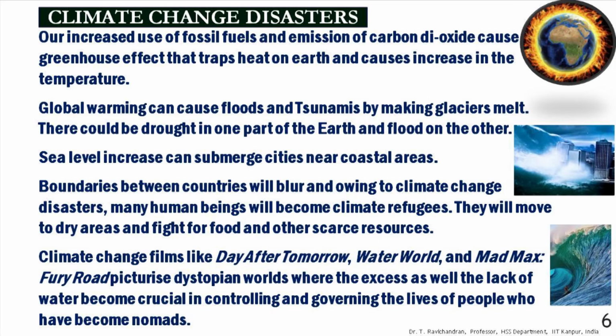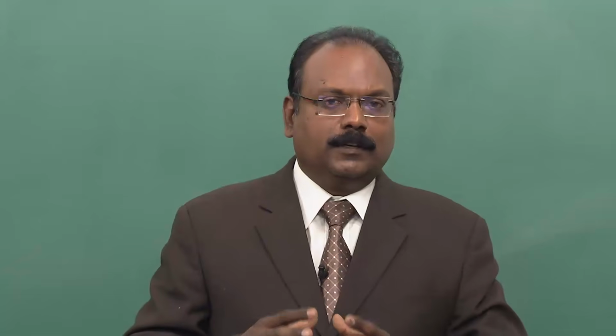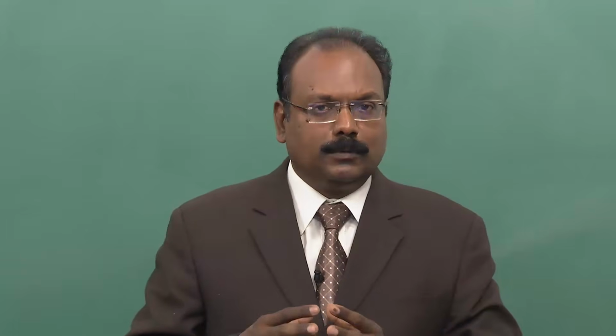There are so many climate change films, and some of the films like The Day After Tomorrow, Waterworld, Mad Max: Fury Road, which is the recent one, they all picturize dystopian worlds. So, dystopian is a very negative world, very gloomy and depressive world, where the excess as well as the lack of water become crucial in controlling and governing the lives of people who have become nomads. Nomads are like gypsies, with no one place, no one fixed house to live in.